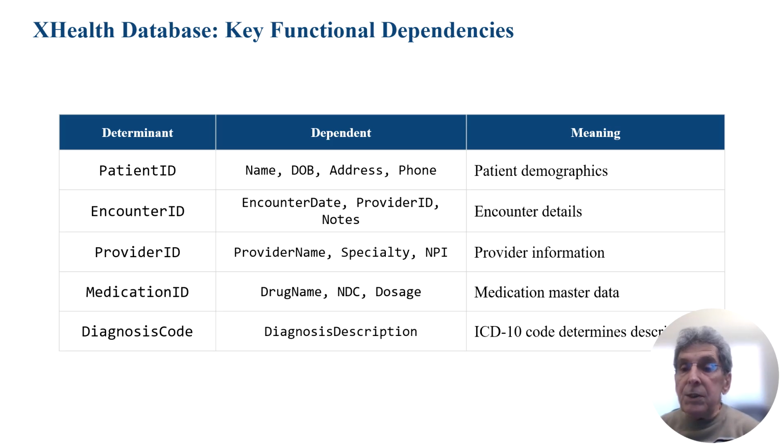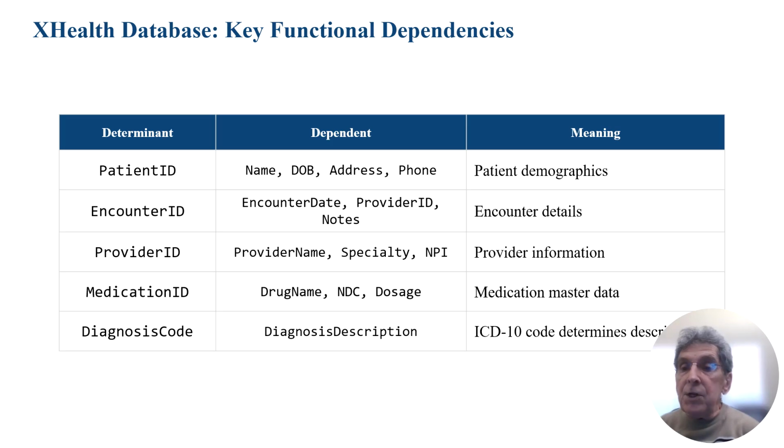Encounter ID determines encounter date, provider ID, and clinical notes. Each encounter has one date, one responsible provider, and one set of documentation. Provider ID determines provider name, specialty, and NPI, the National Provider Identifier. That NPI is a unique 10-digit number that's assigned to healthcare providers. Each provider has only one.